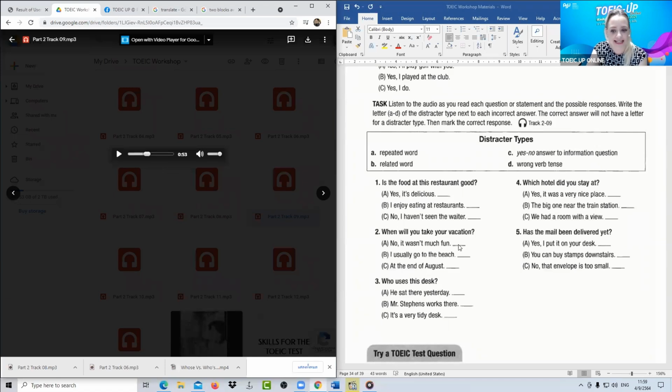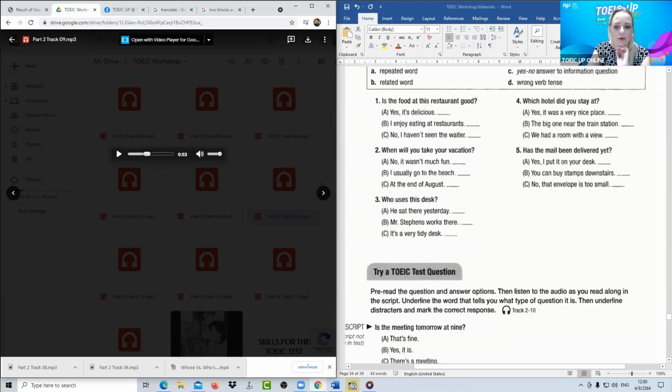So this is a distractor C. I usually go to the beach. What distractor type is that? A, B, C, or D? B, related word. So this one is D for dog. The reason why, when will, future tense, I usually go, that is you talking about the past. I usually go to the beach. So you get to see there's no distractor here. When will you take your vacation? At the end of August. When? August. It's answering the question.